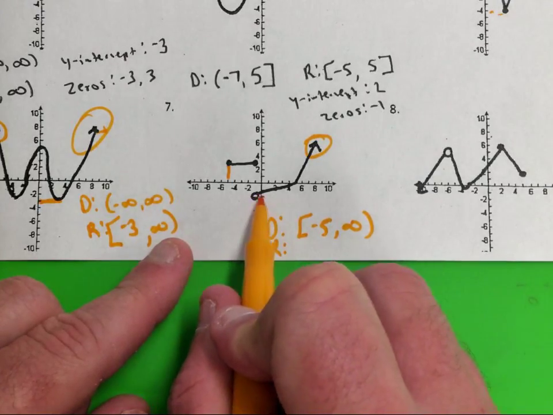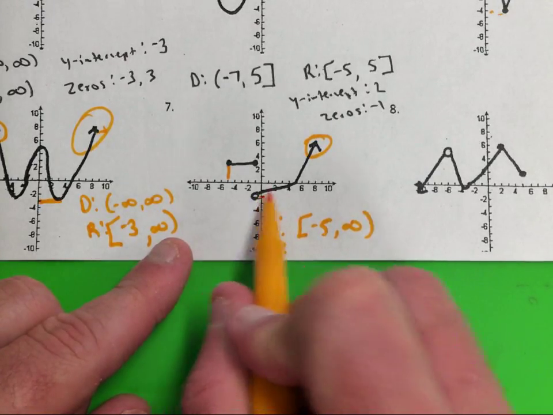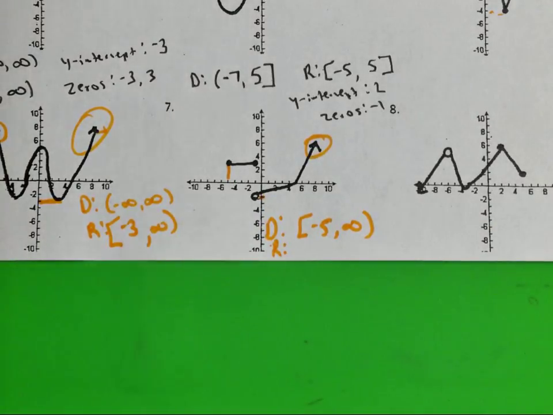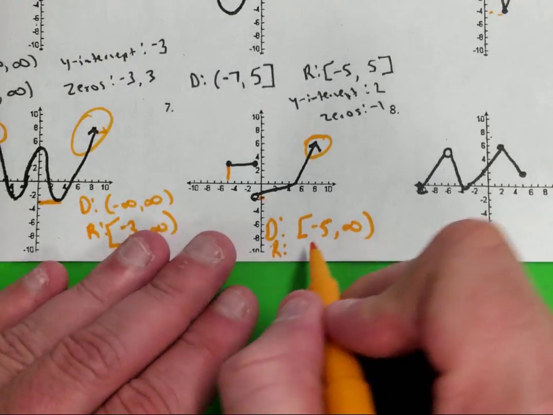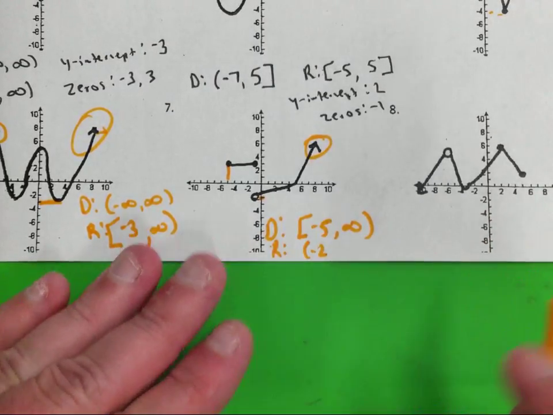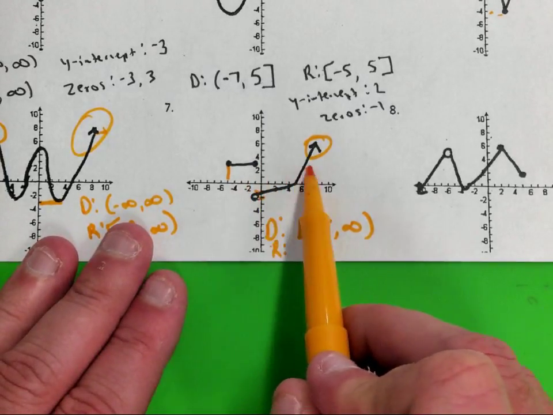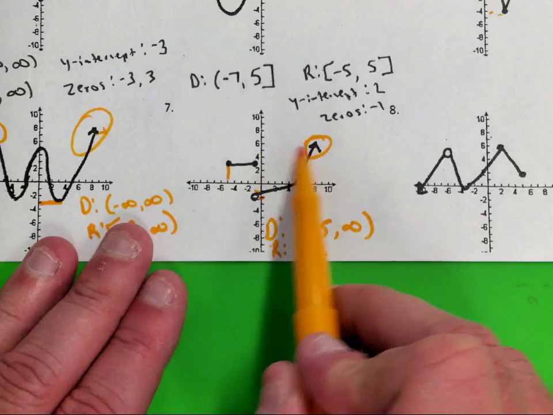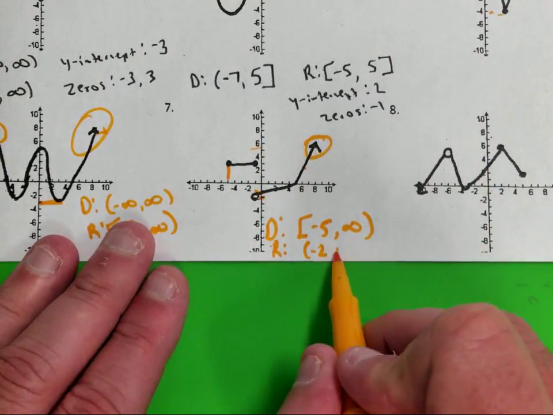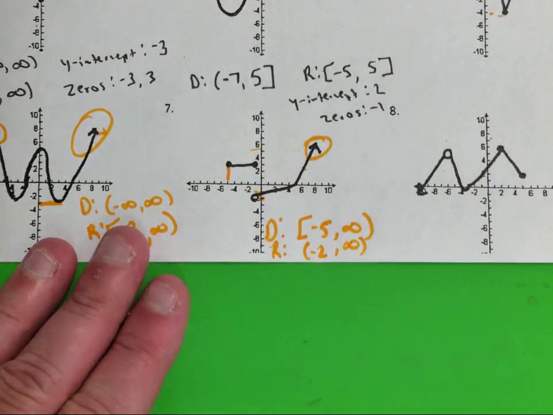We hit that graph at what? Y equals what? -2. But what do you notice about the dot? So would it be parentheses or bracket? Parentheses. Now, I go from there. Do I have a y value? Yes. I'm hitting something each time on it, and it keeps going. So it's -2 to what? Infinity.